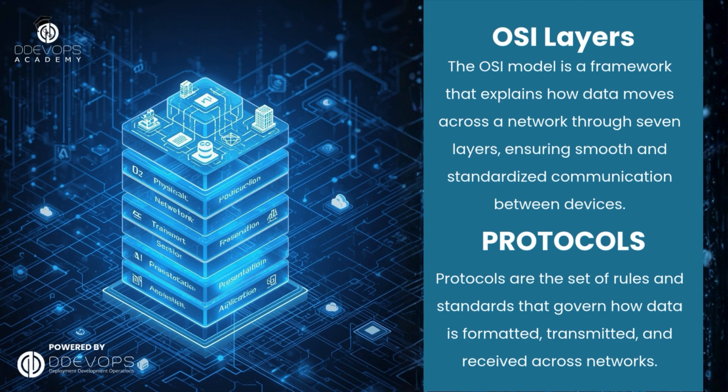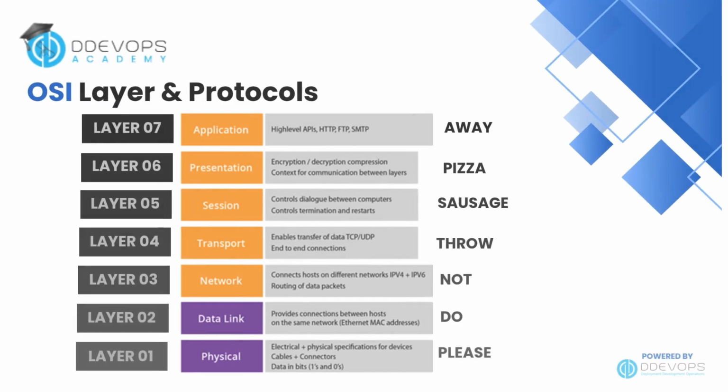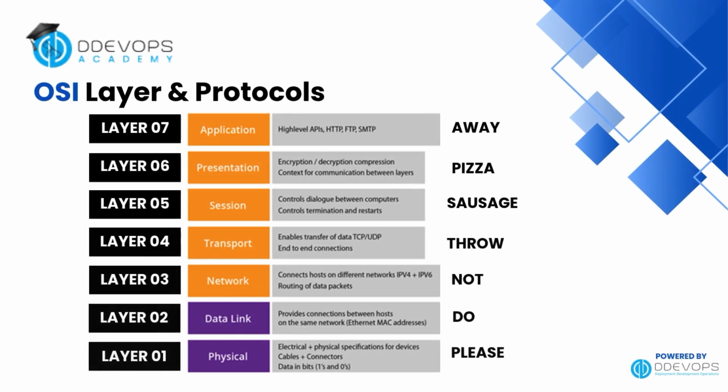What is OSI Layers and Protocols? OSI Layers. The OSI model is a framework that explains how data moves across a network through 7 layers, ensuring smooth and standardized communication between devices. Protocols. Protocols are the set of rules and standards that govern how data is formatted, transmitted, and received across networks.